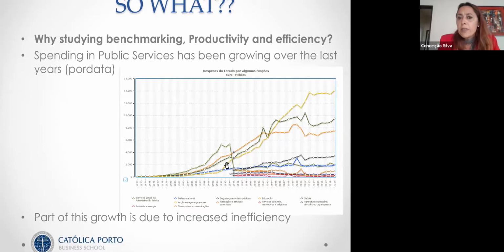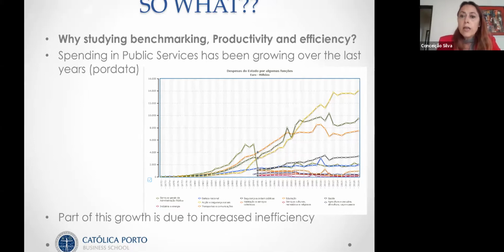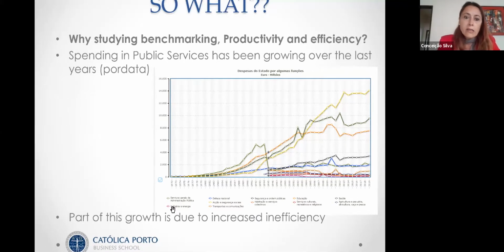This is not per capita, but if we see the graph per capita, actually the graph is very similar. So even per capita, this is not an effect of the increased population. Even per capita, the numbers are growing. So we are spending more in these kinds of public services. Part of this growth is due to technological advancements, but also a part may be due to increased inefficiency. So in fact, it's important to analyze this.